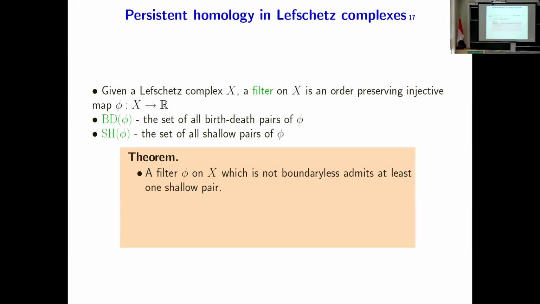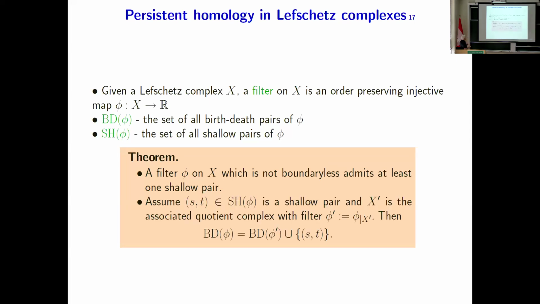Then we can prove that a filter which is not boundaryless, which means that there is at least one facet of a face, admits at least one shallow pair. This is not so difficult to prove. Much harder is to prove the following, that if you have a shallow pair, and then you do the cancellation, this algebraic analog of homotopy, or chain homotopy, you get a new filter on the, so you just remove this shallow pair, you get a new Lefschetz complex.